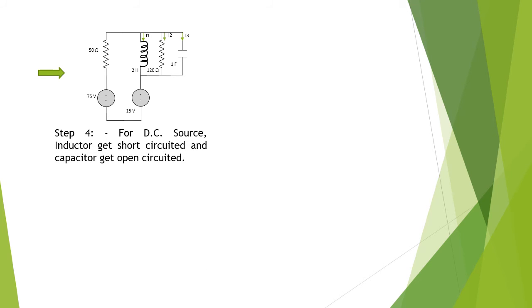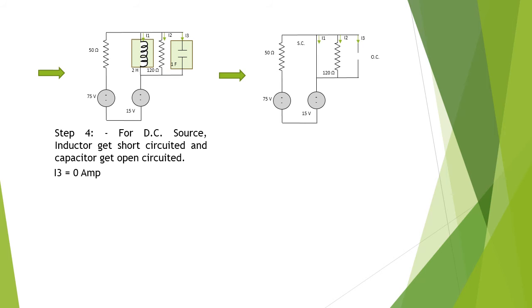Now what do we have to do? We have to find the values of currents I1, I2 and I3. Whenever we have a DC source, the inductor gets short circuited and the capacitor gets open circuited. So if the capacitor is open circuited, the value of the current passing through the capacitor, that is I3, is equal to 0 ampere. So we get a new circuit like this. Just check: a short circuited terminal replaces the inductor and an open circuited terminal replaces the capacitor. As it is an open circuit, current I3 equals 0.